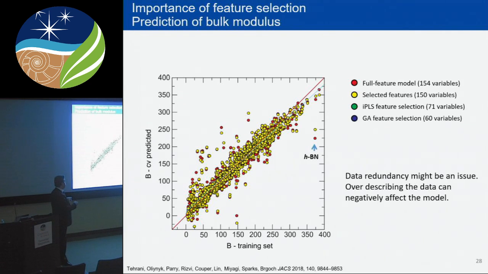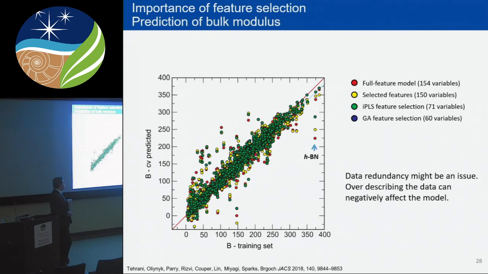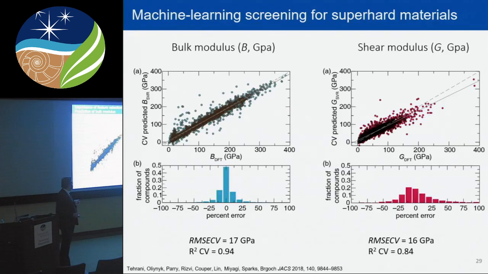Especially we worried about hexagonal boron nitride, which initially had quite a bad prediction. If we do feature selection with other methods, we can get even better prediction. The final model that we have published looks like that, the blue one, which has only 60 variables, two times fewer than we started with. And we have a decent prediction of bulk modulus. Data redundancy could be an issue, so we deal with it by feature selection.